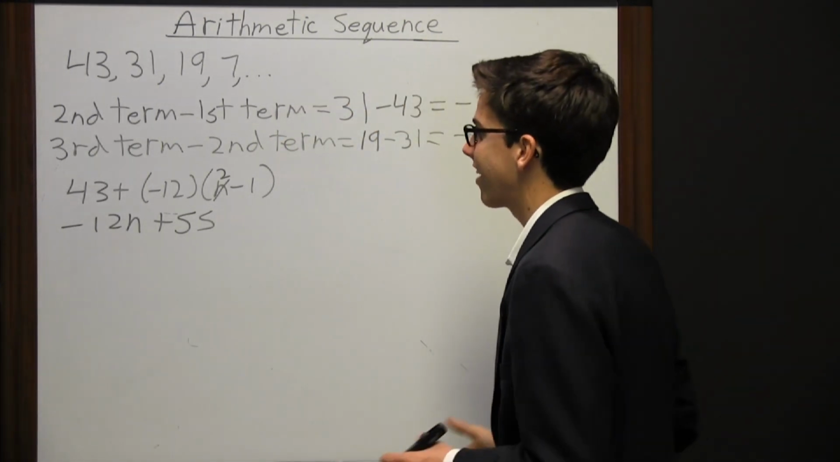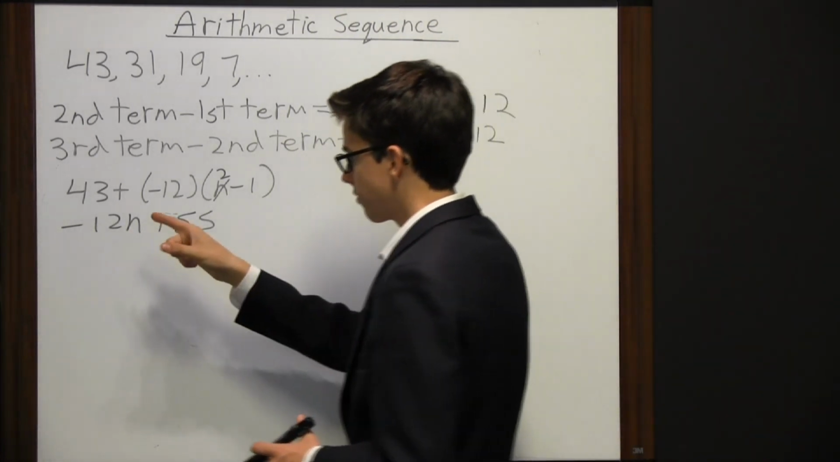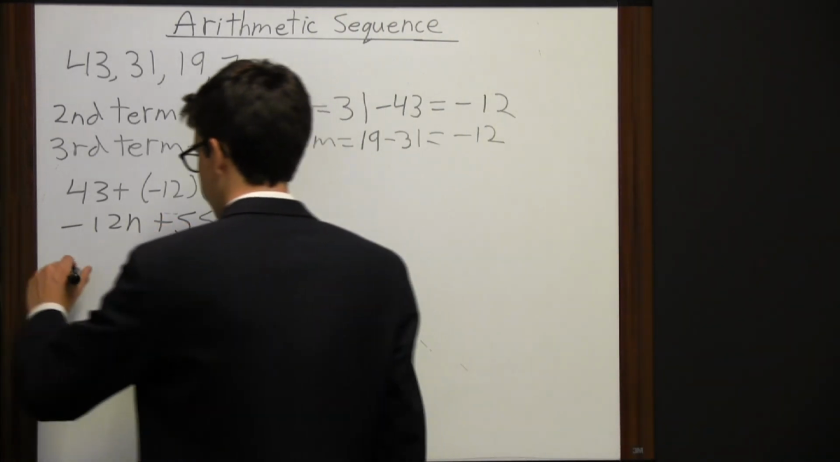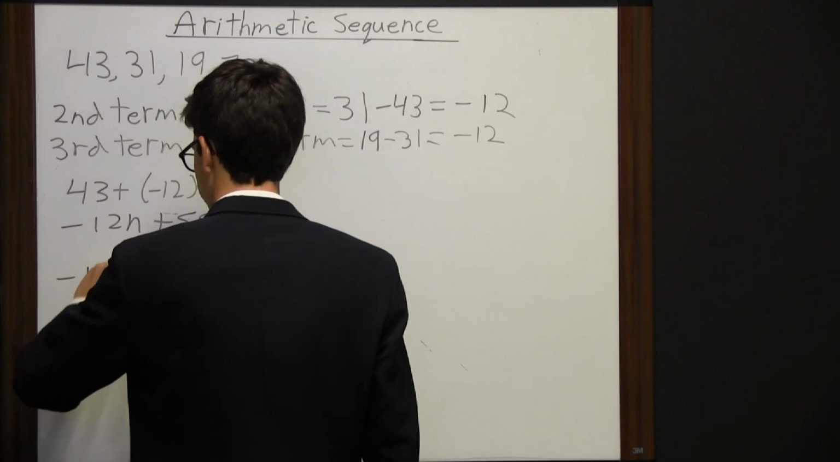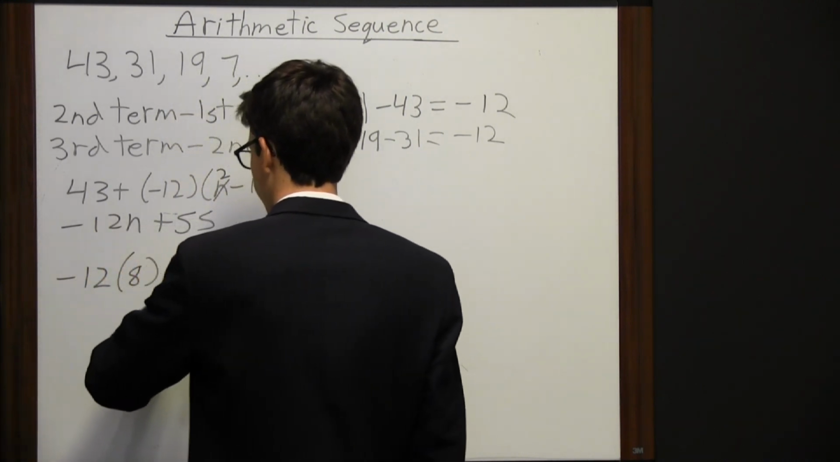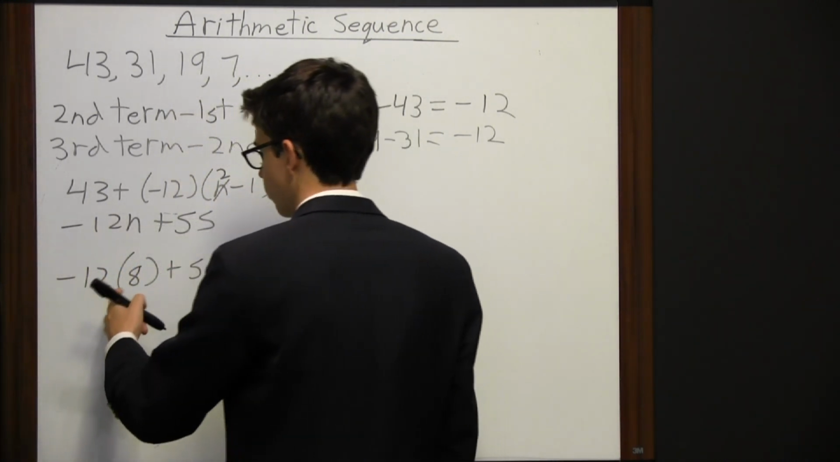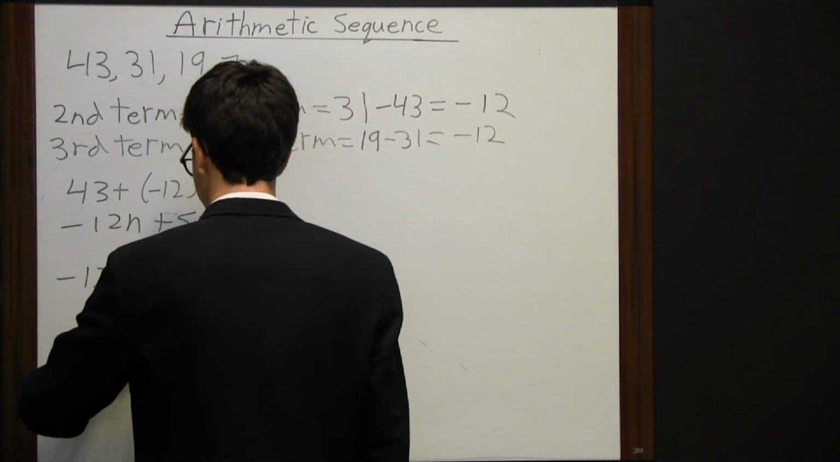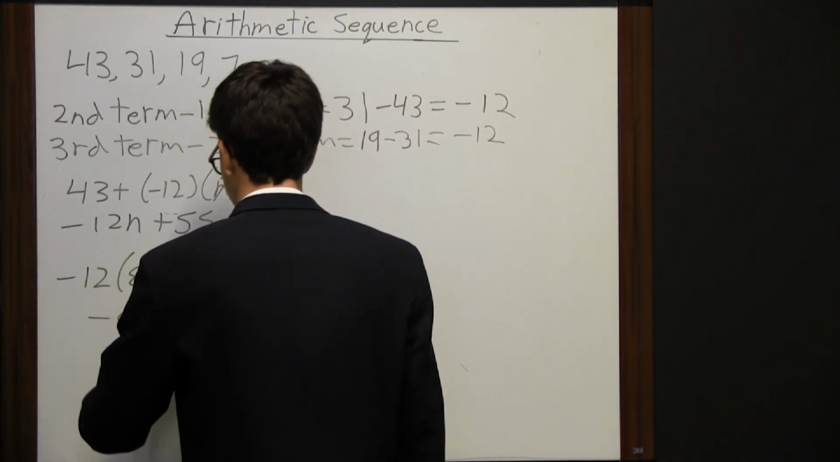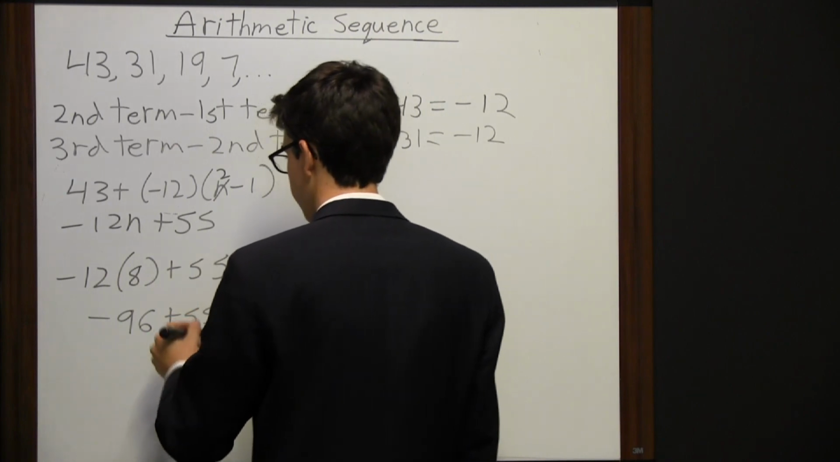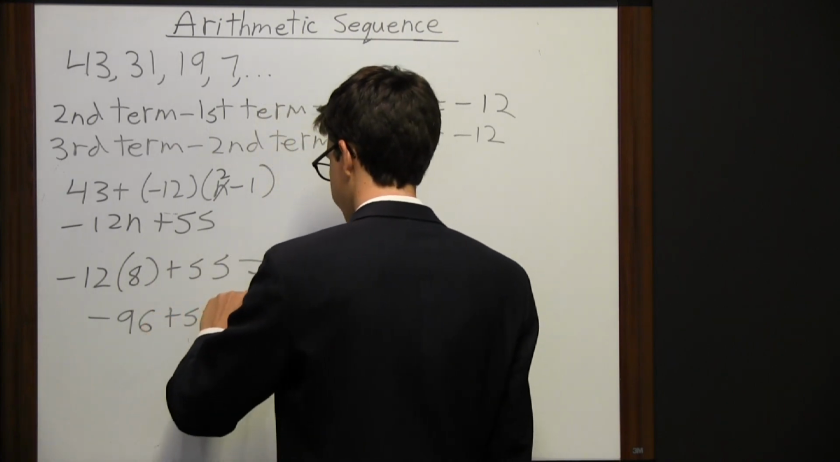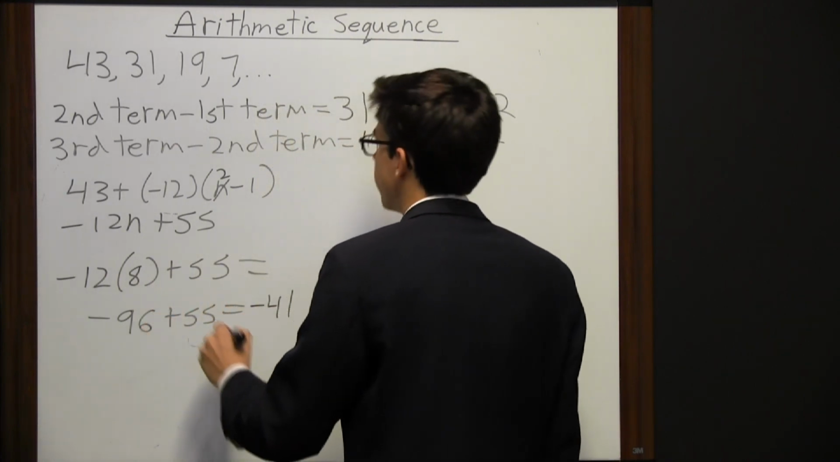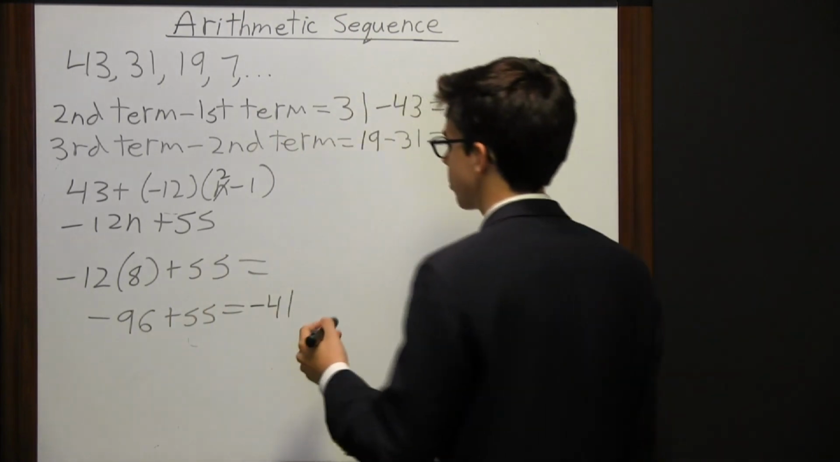So say we want to know what the 8th number in the sequence is. All we have to do is plug in 8 for n right there. So we take negative 12, we multiply it by 8 in parentheses plus 55. And so negative 12 times 8 equals negative 96 plus 55. And so I'll save you the math on that, but that equals negative 41. So the 8th term in the sequence is going to be negative 41.